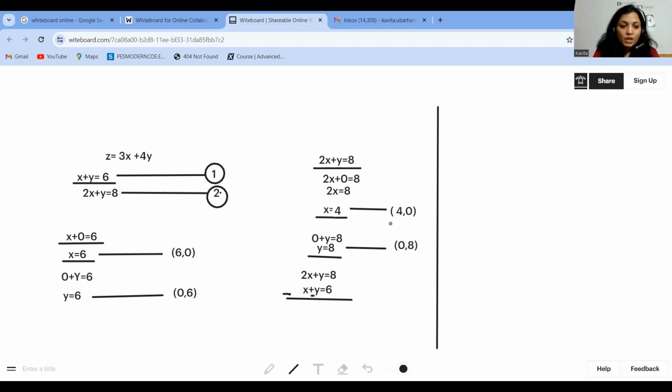Okay, now you got 4 points, 2 equations, and you got 2 points for each equation to plot a graph. Now I'm going to show you a very interesting thing which we are going to do. We are going to draw a graph for this equation. So let me open my whiteboard.